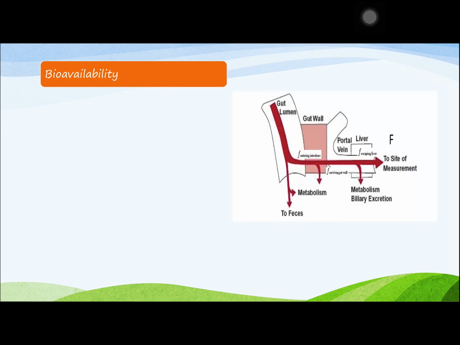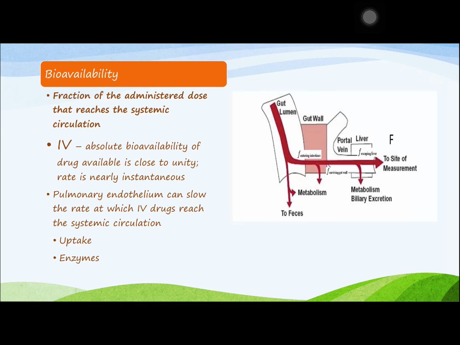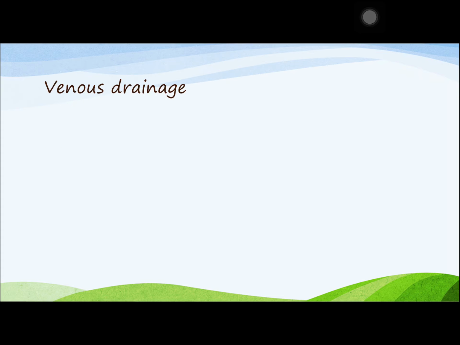Bioavailability is the fraction of administered dose that reaches the systemic circulation. The IV route has absolute bioavailability, meaning almost 100% is ready for utilization. A special feature of the pulmonary endothelium that can slow down the rate of IV drug absorption has been studied. This is due to varied uptake and presence of enzymes.